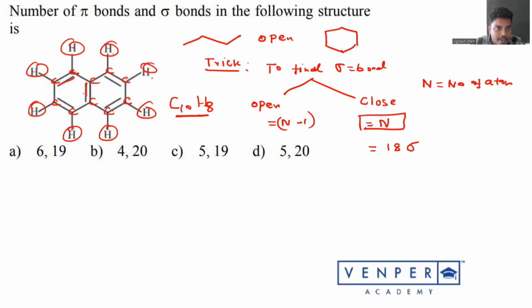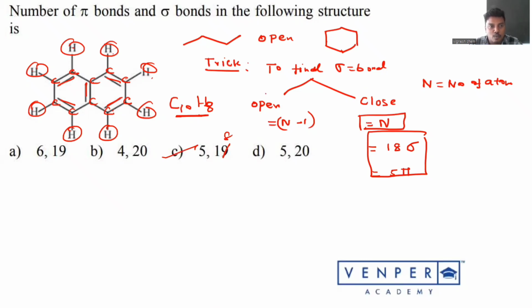1 pi, 2 pi, 3 pi, 4 pi, and 5 pi. Okay, and 5 pi bonds. Understand? Now what is the answer? There is no option, right? We have to count this 18. Option C is correct. Okay. How many sigma bonds? The 18 sigma bonds and 5 pi bonds.